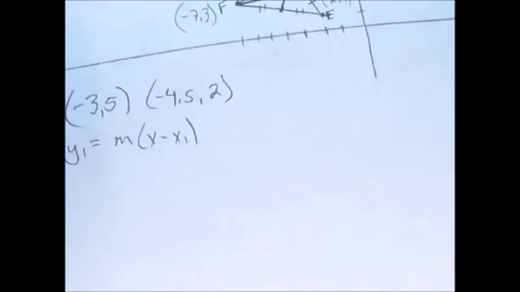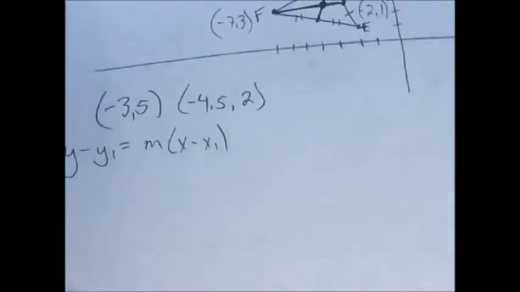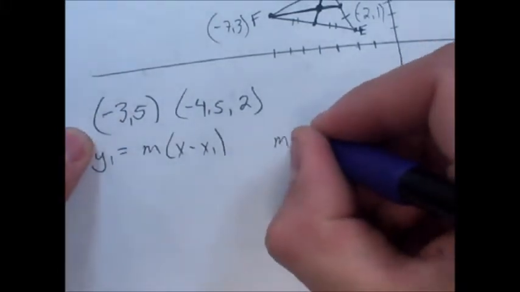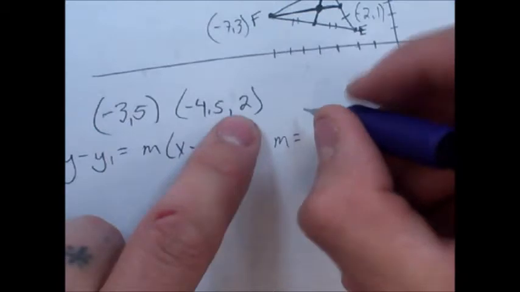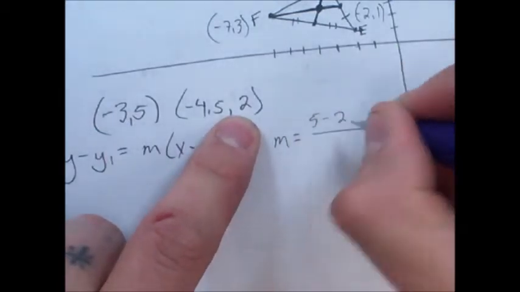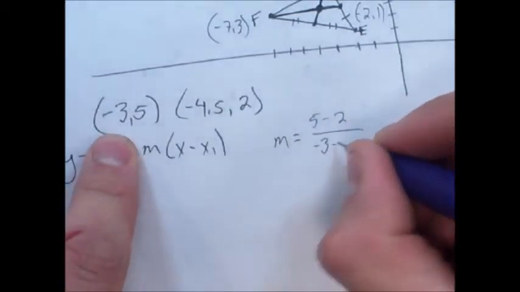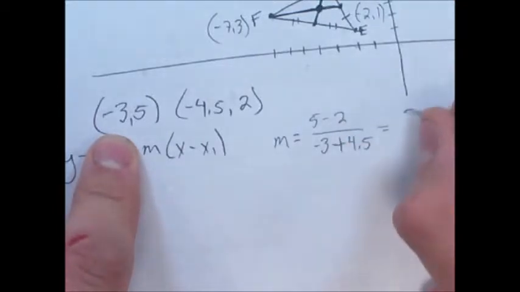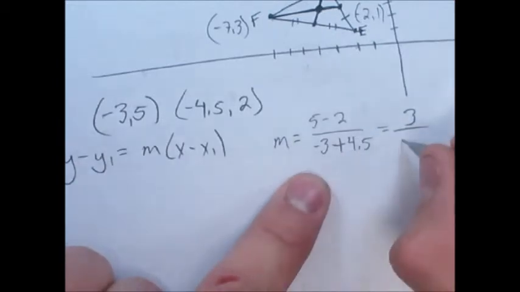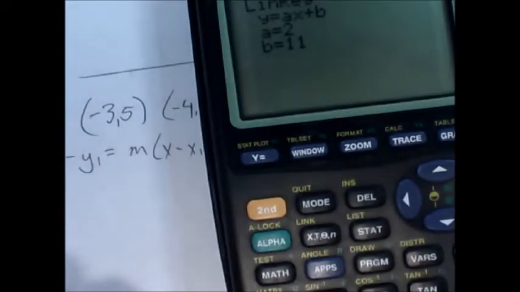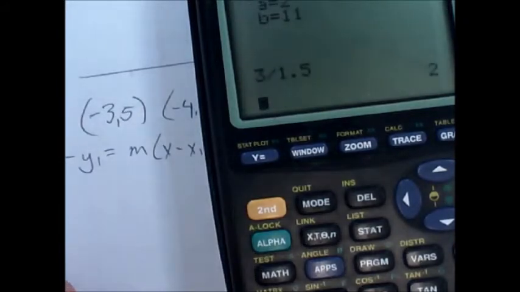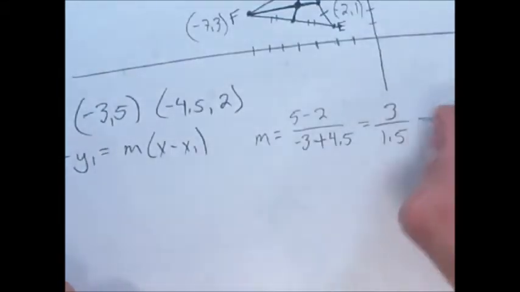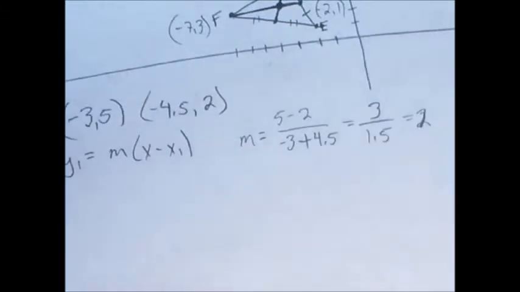So that's a quick way to use this. If not, you're going to have to do it this long drawn out way that I'm about to show you. In order to find slope, I take the difference in y's. So I'm going to take 5 minus 2 over the difference in x's. So I have negative 3 minus a negative 4.5. That turns to a plus. I get 3 on top, and 1/2 on bottom. I take 3 divided by 1/2, which is 3 divided by 1.5, and I get 2. So my slope was indeed 2, just like the calculator told me.